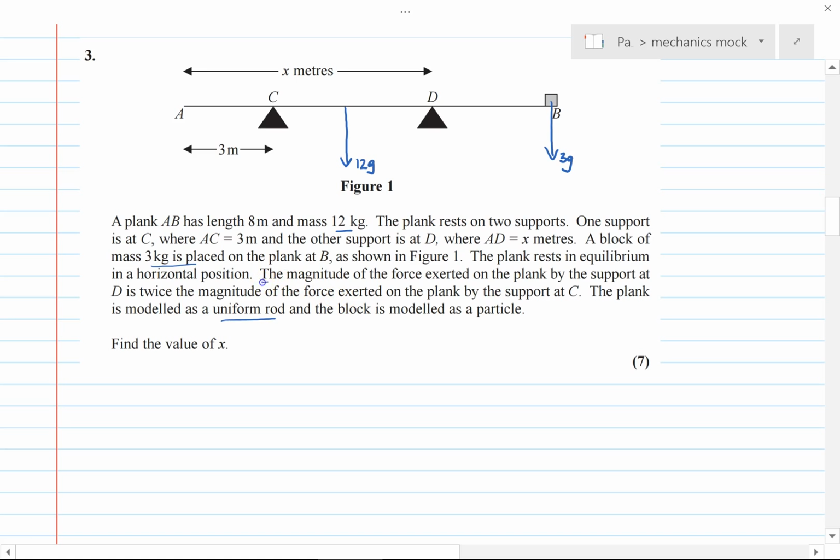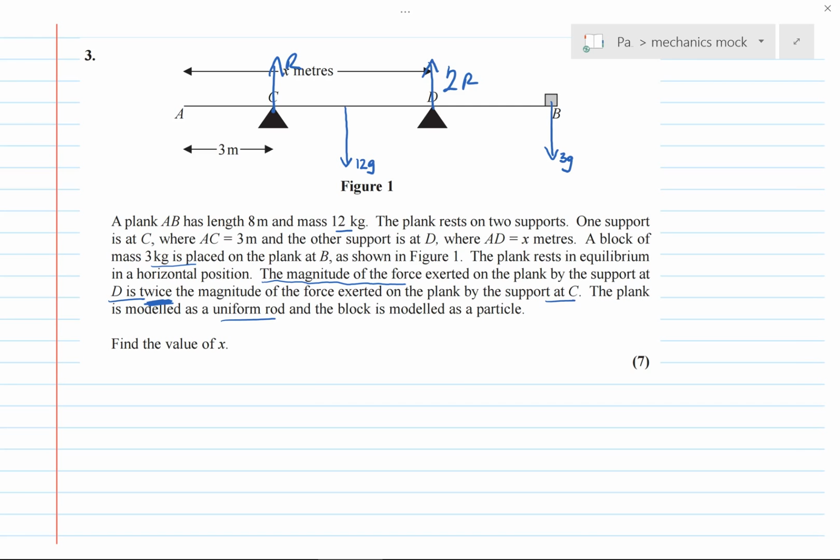Now it says, here's the thing to really interpret. The magnitude of force exerted on the plank by the support at D is twice that of the support at C. So the magnitude at D is double. If we call that 2R and that R, we'll get the correct ratio of the forces there.